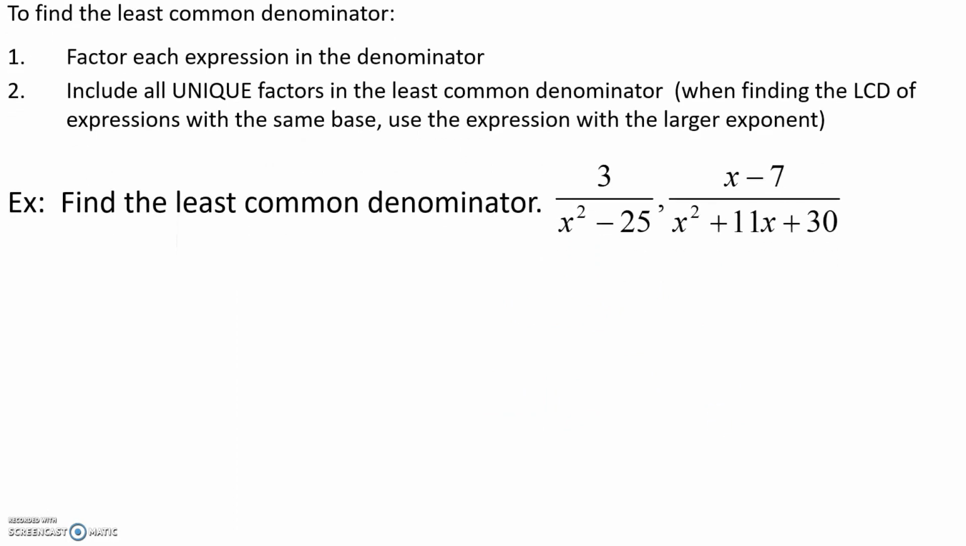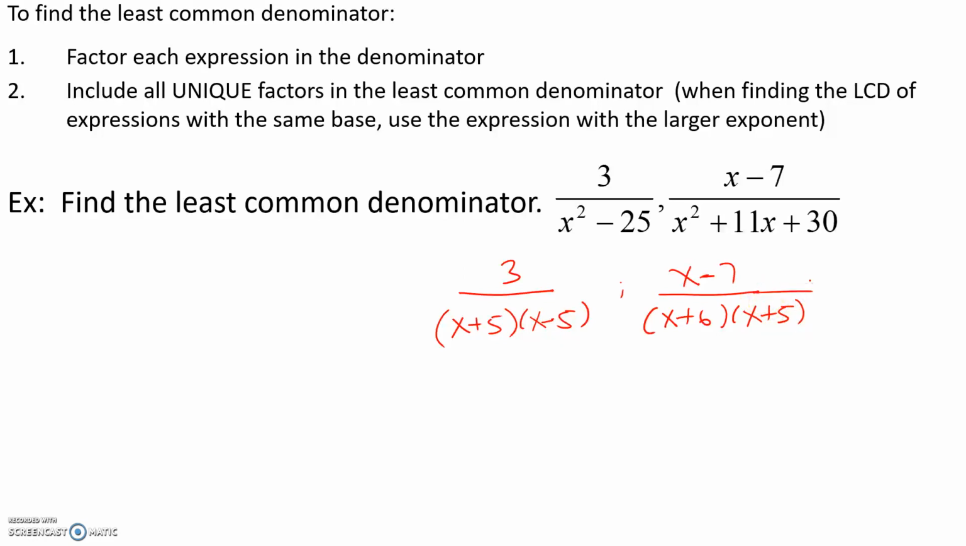Let's find the least common denominator of x squared minus 25, x squared plus 11x plus 30. So first, let's factor these both. X squared minus 25 factors into x plus 5, x minus 5, since we have a difference of squares. For x squared plus 11x plus 30, we have to find two numbers that multiply to 30, add to 11, which are x plus 6 and x plus 5.